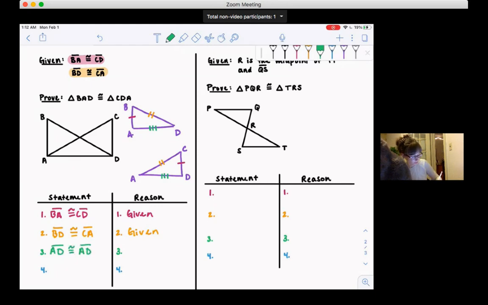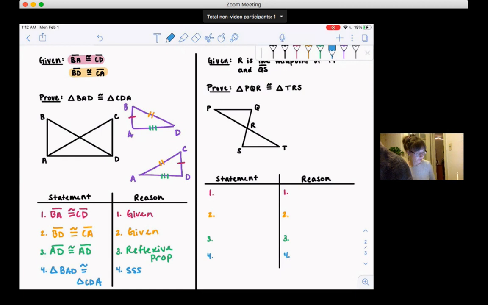So AD is congruent to itself. That's the reflexive property. Okay, and now because I have three pairs of sides that are all matched up between these two triangles, that's enough to conclude that the triangles are congruent by our side-side-side theorem. So I can write my conclusion that triangle BAD is in fact congruent to triangle CDA, and my reason is side-side-side.